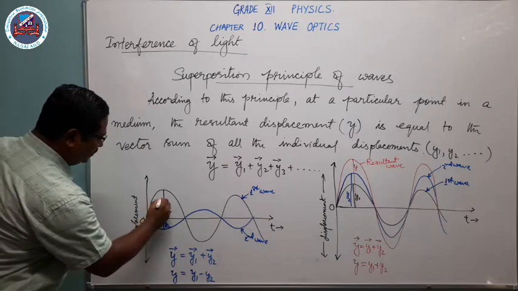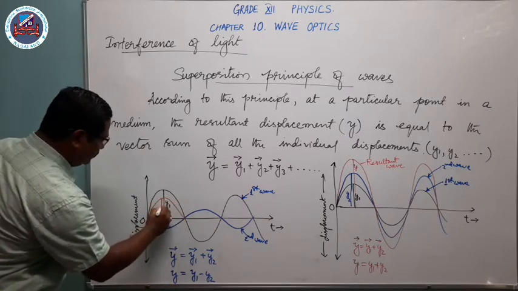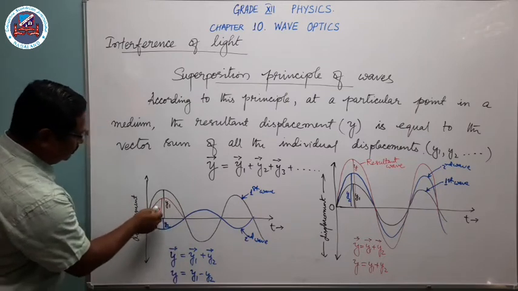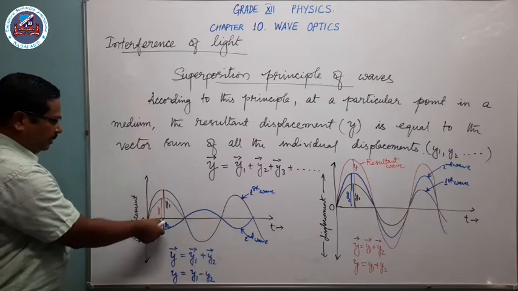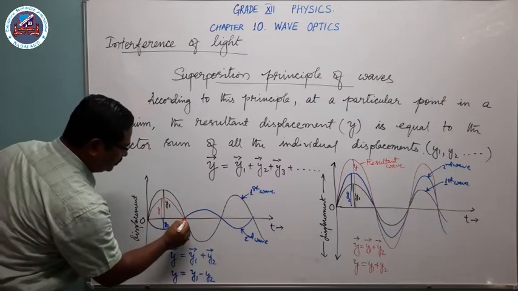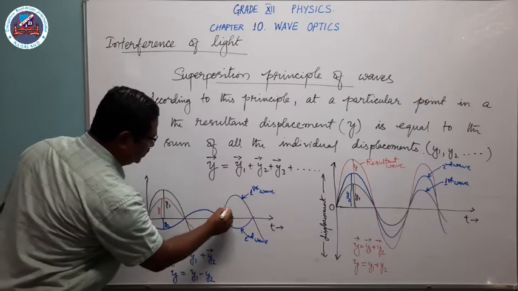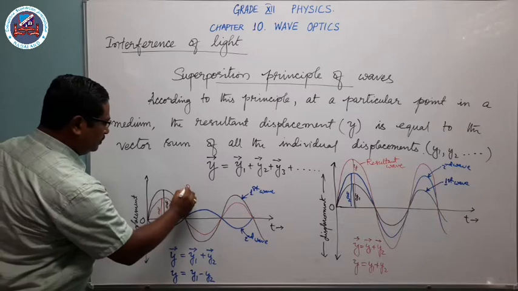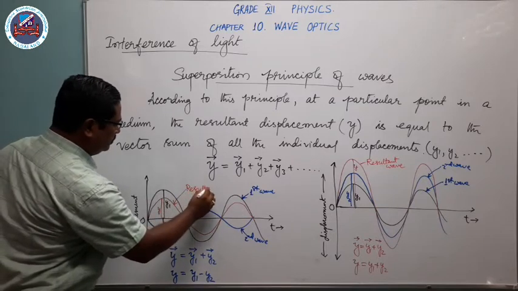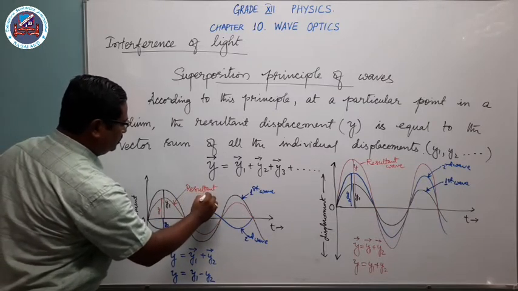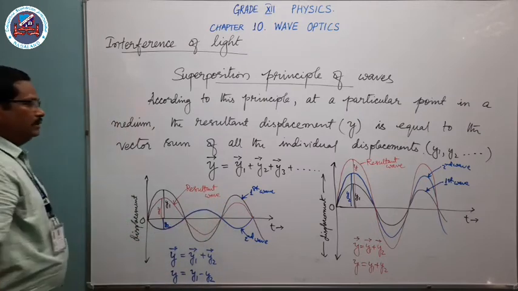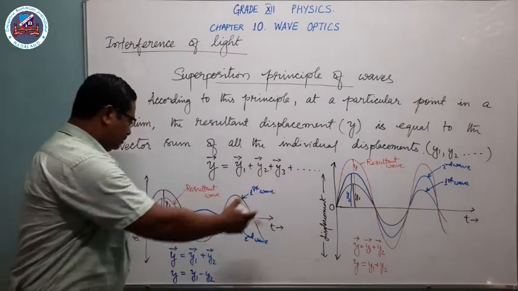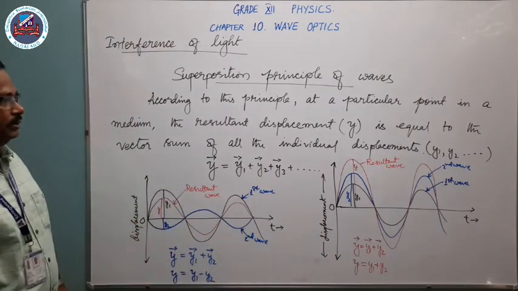So it will come here. The resultant value of y will come here. It will be smaller than y1. It will be larger than y2. So this will give you your resultant wave. The red one is your resultant wave. So this is your superposition principle. You can refer to these two diagrams. It will become clear to you.